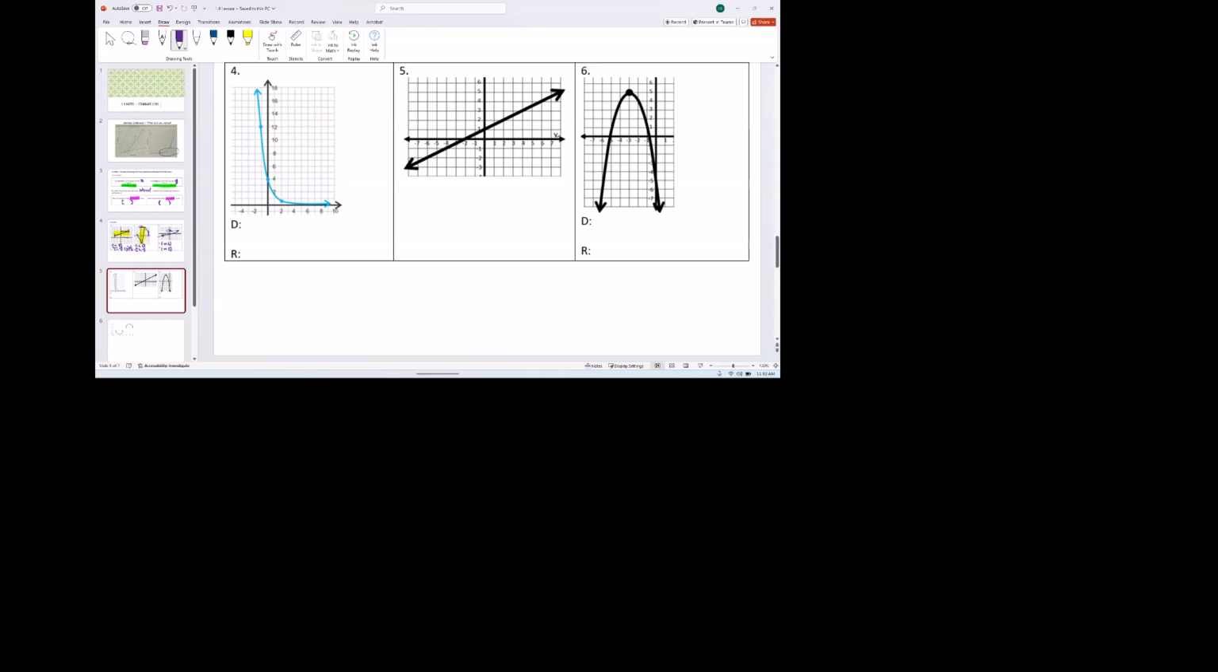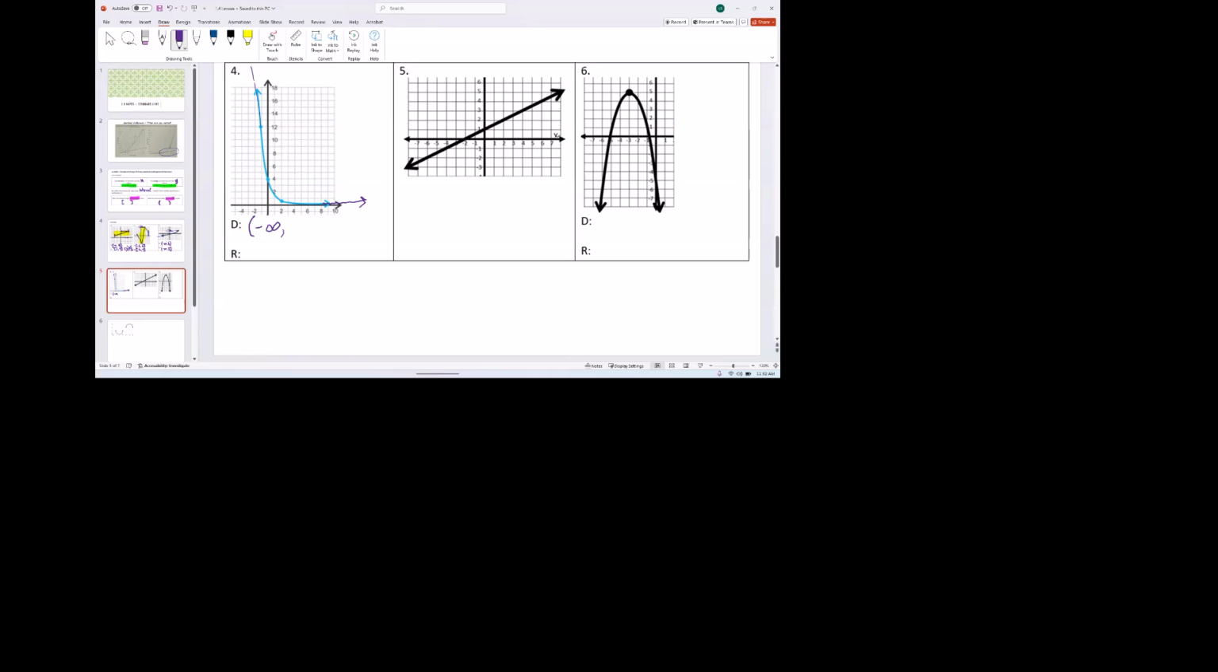All right, what type of graph is number 4? Exponential, right? Has that curve? Is this going to keep going to the left? Is it going to keep getting wider to the left? Yes, very slowly, but it is. So the domain will go forever to the left, so we know it's going to be negative infinity. And always put a parenthesis on infinity, either one.